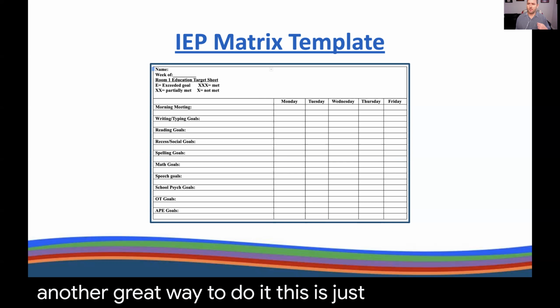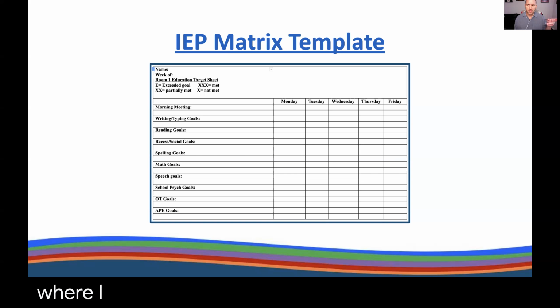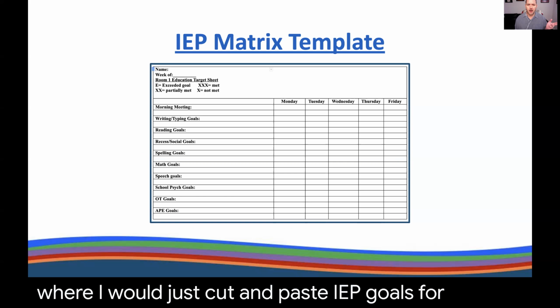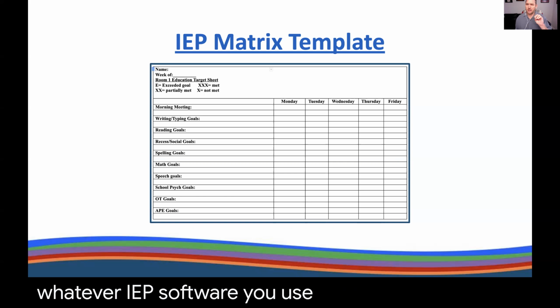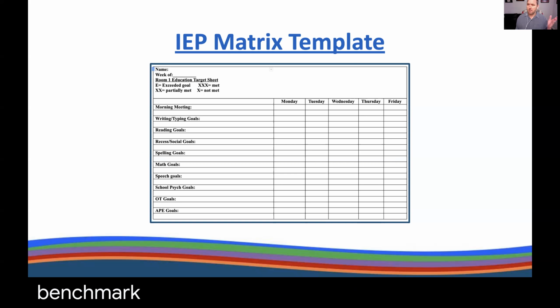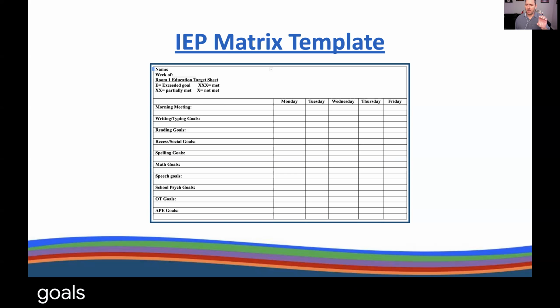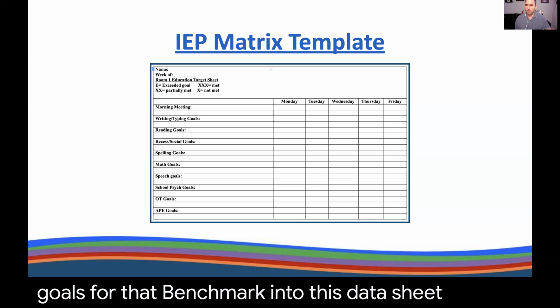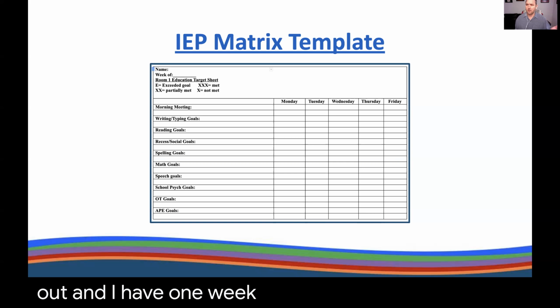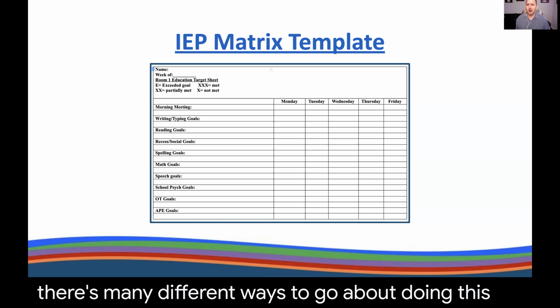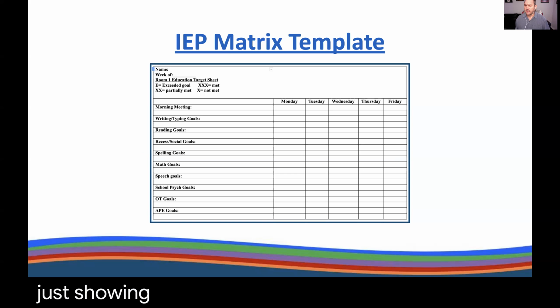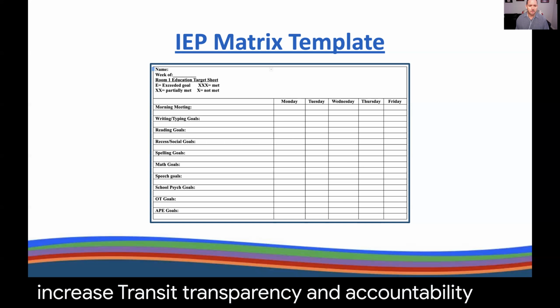This is just one simple way where I would just cut and paste IEP goals from whatever IEP software you use. And so say it's the first benchmark for November, I just cut and paste the IEP goals for that benchmark into this data sheet, print it out, and I have one weekly every week. So there's many different ways to go about doing this. I'm just showing you one example of something that was really easy for me to manage and to keep going and increase transparency and accountability.